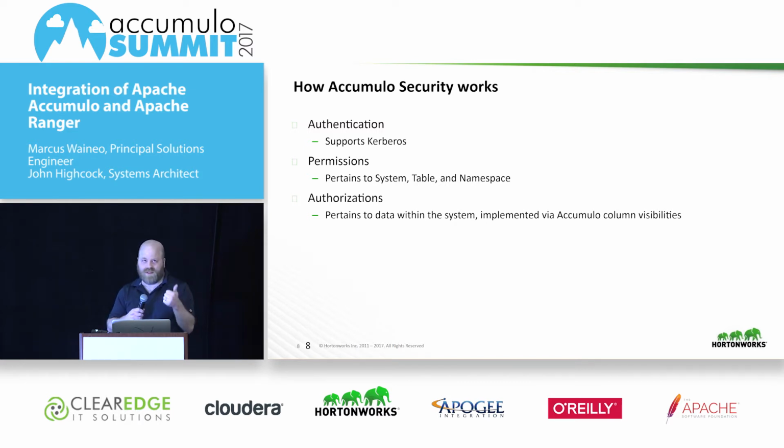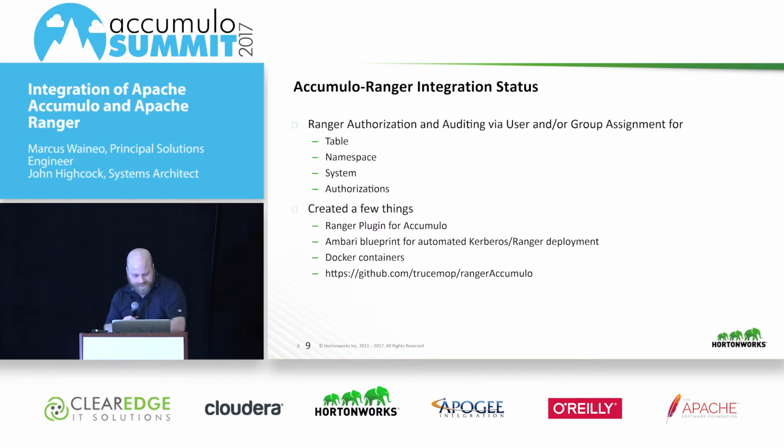Permissions, control system, table, namespace access. So granting authorizations, which, again, for the POC, is not implemented right now. Those are all controlled via Ranger. So basically, whether somebody has the ability to read from a table, create a table, write to a table, that sort of thing. And authorizations are the security labels that are important for the ABAC stuff that Marcus mentioned. That pulls the policies from Ranger as well in this demo.